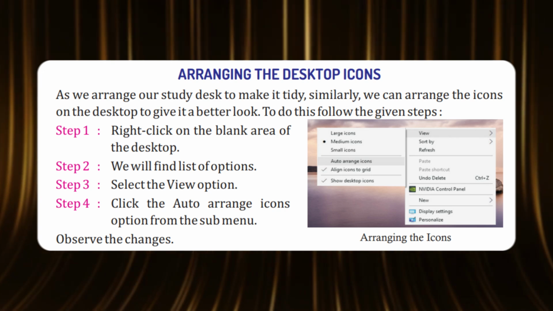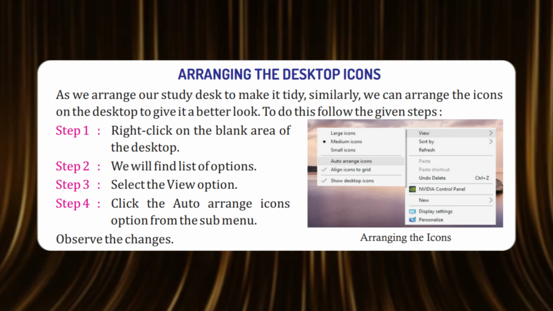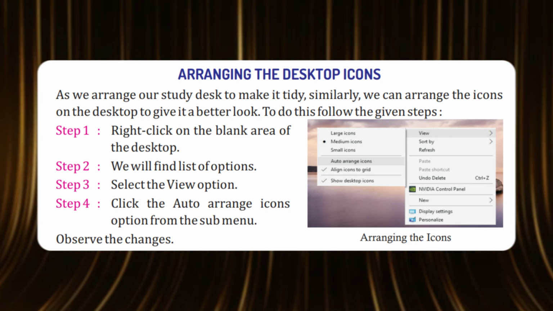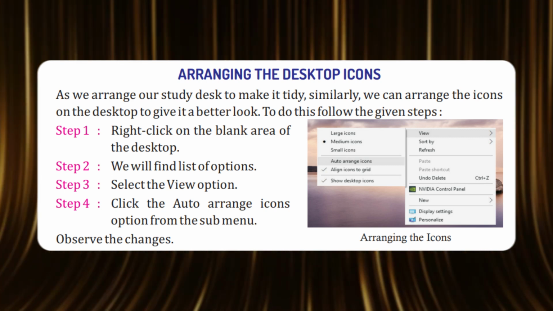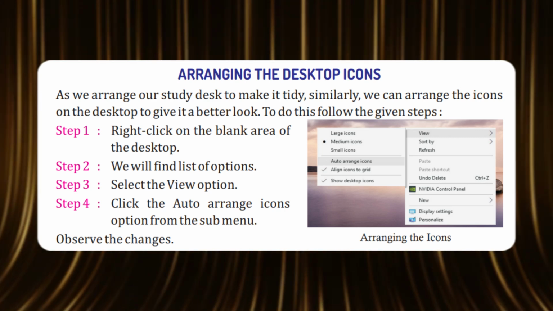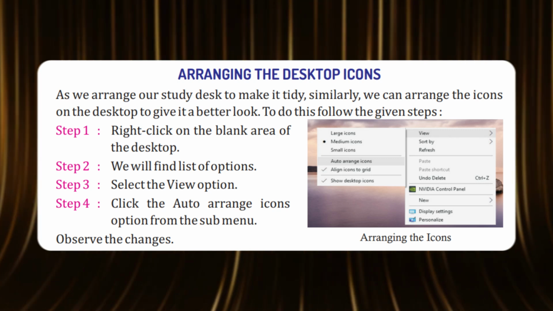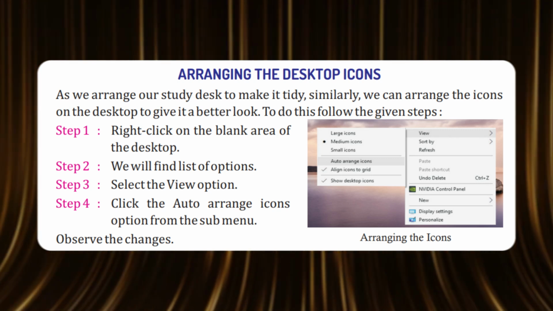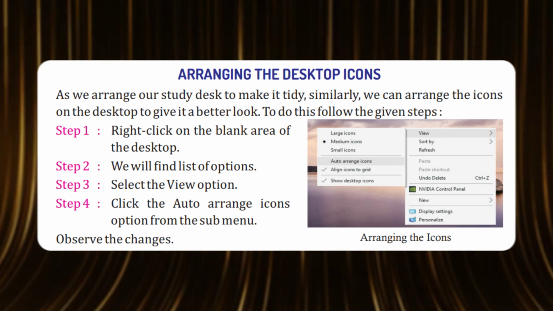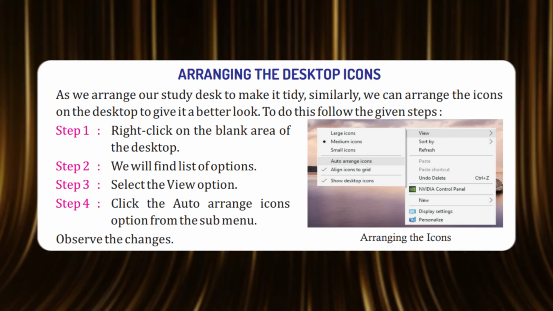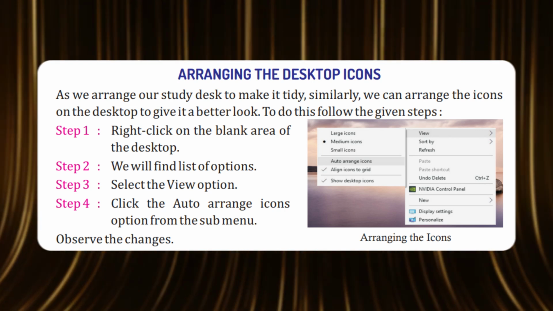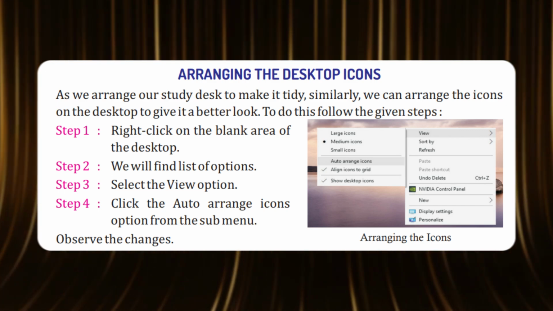Arranging the desktop icons. As we arrange our study desk to make it tidy, similarly, we can arrange the icons on the desktop to give it a better look. To do this, follow the given steps. Step 1. Right-click on the blank area of the desktop. Step 2. We will find a list of options. Step 3. Select the View option. Step 4. Click the Auto Arrange Icons option from the sub-menu. Observe the changes.